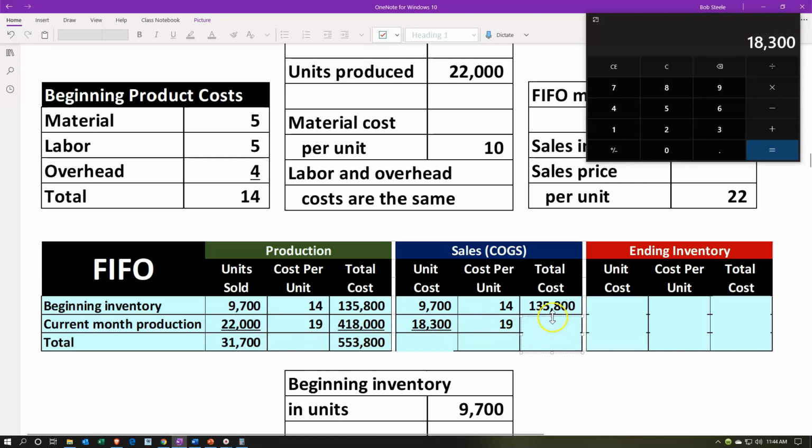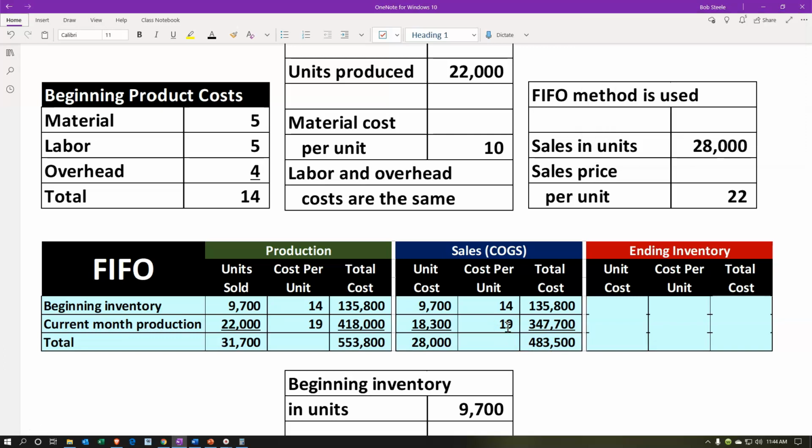The 18,300 times that 19 is the 347,700. So if we add this up, then we've got the total of the 28,000 units. And then if we add these up, the cost of goods sold is going to be the 483,500. Okay, so what's left in ending inventory now?